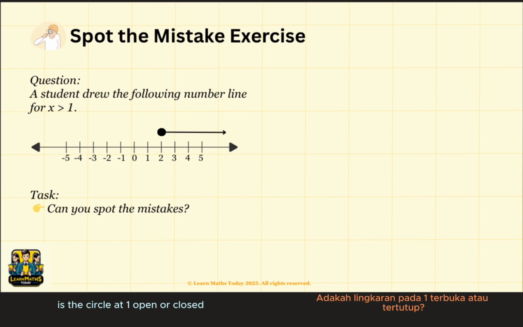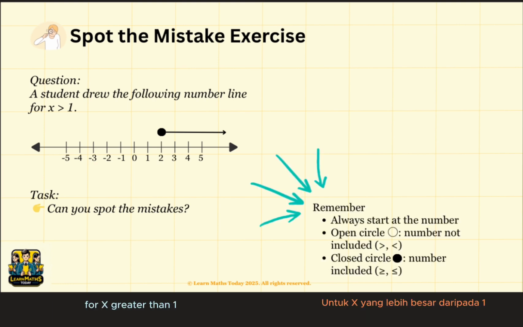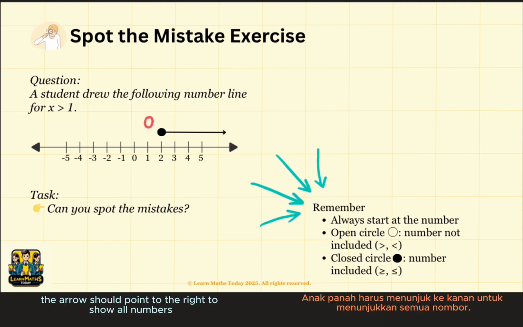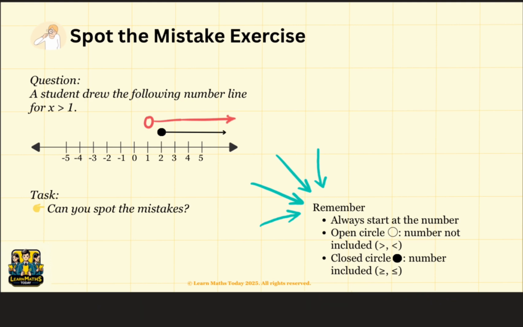Is the circle at 1 open or closed? Which direction should the arrow go? For x greater than 1, the circle should be at 1 and must be open because 1 is not included. The arrow should point to the right to show all numbers greater than 1.